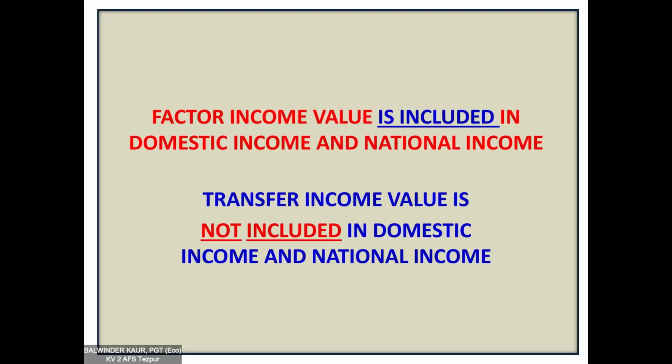Finally, we conclude in this slide that the factor income value is included in the domestic income and national income while calculating GNP, NNP, GDP, NDP, etc. We always include the value of factor income, whereas the transfer income value is not included in the domestic income as well as in the national income.